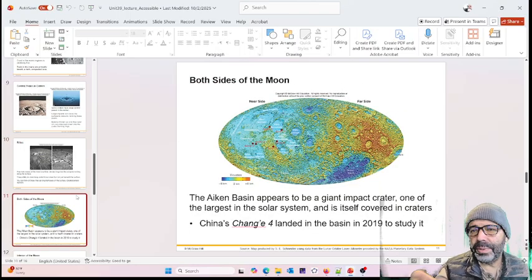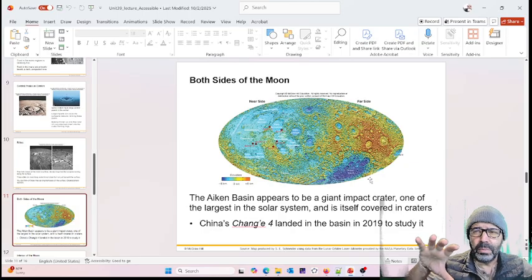We will see that the rotation of the moon around its own axis is synchronized with its rotation around the Earth. So we only see one side of the moon. This is the near side. This is the other side, the far side of the moon, put side by side.